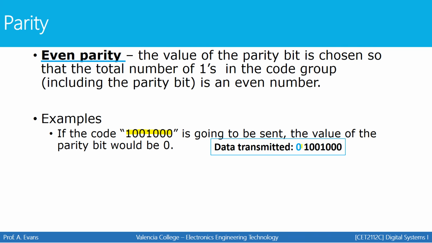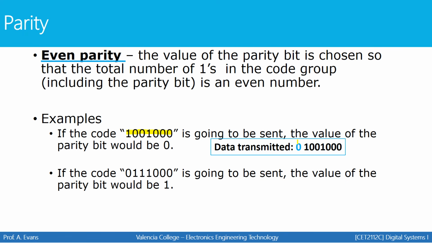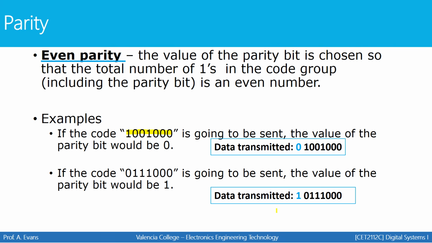So my parity bit would be a 0 so that my entire message, including what I added, has an even number of ones. If I was going to send the message 0111000, this time my parity bit would be a 1. Because I already have 3 ones, so I need to add 1 more to make it 4. This is my total message that would be sent.